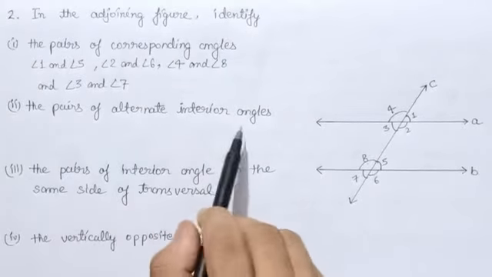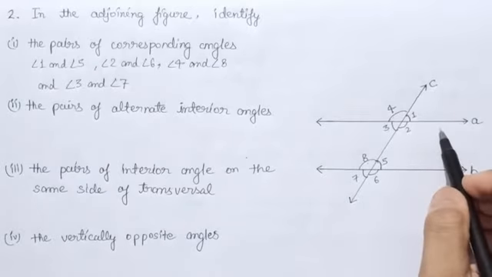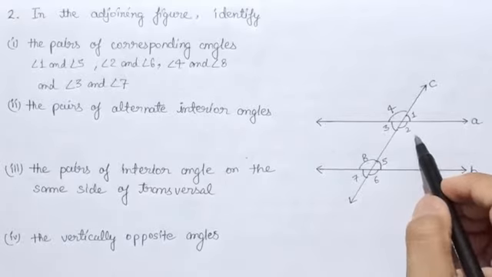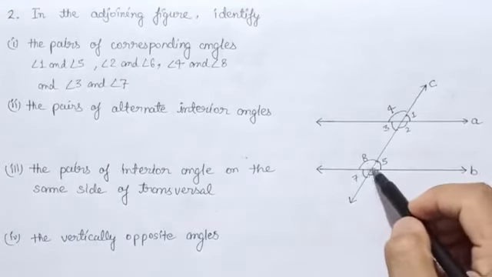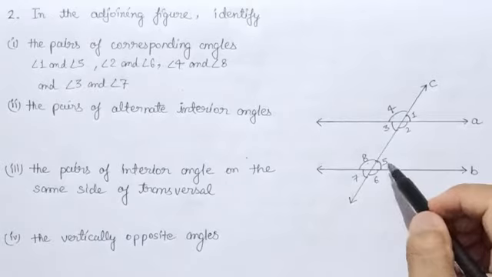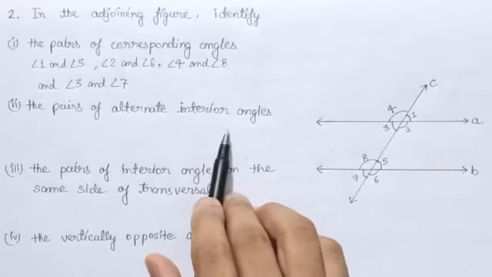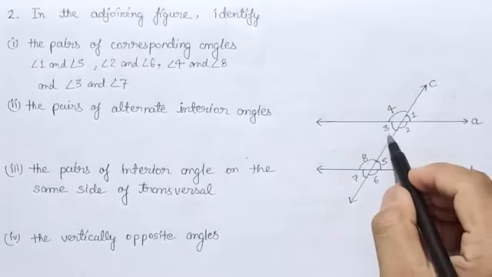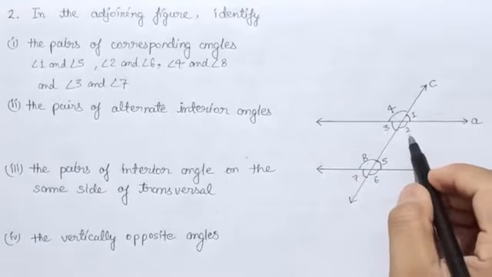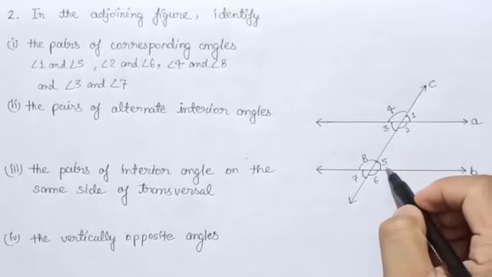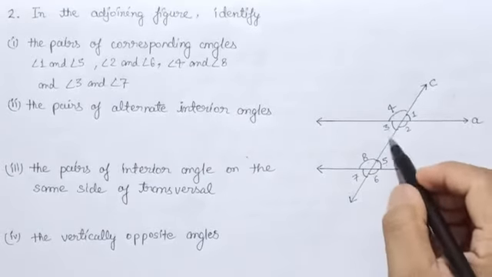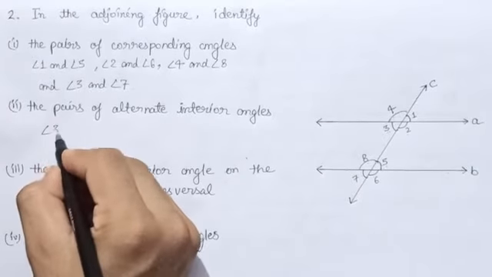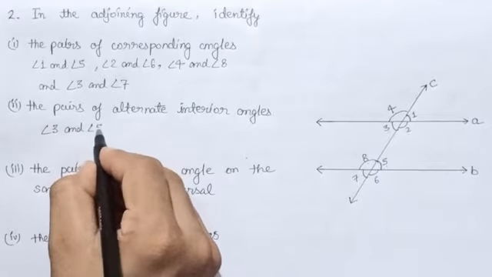Now, pairs of alternate interior angles. Students, you know the angles which are formed inside these two lines are known as interior angles. So here angle 3, angle 2, angle 5 and angle 8 are the interior angles. Now alternate interior angle means interior angles taken alternatively. So if we choose angle 3, then we have to skip angle 2 and take the next angle, that is angle 5. So angle 3 and angle 5 is one pair of alternate interior angles.